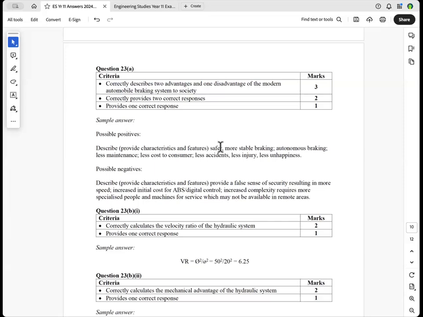And so in next year, if you're pursuing the course, don't use unnecessary sentences. Like, as I said before, there are many advantages of braking systems, and they help society. Now, there won't be any marks derived from that. So make sure you describe it. Characteristics and features. And these are some of the things that you could describe.